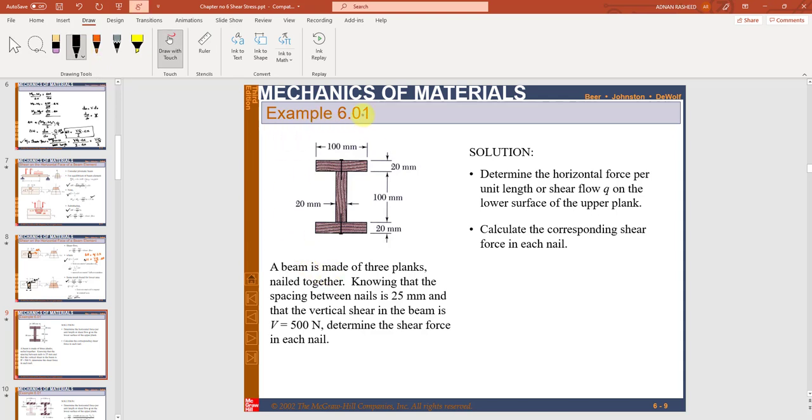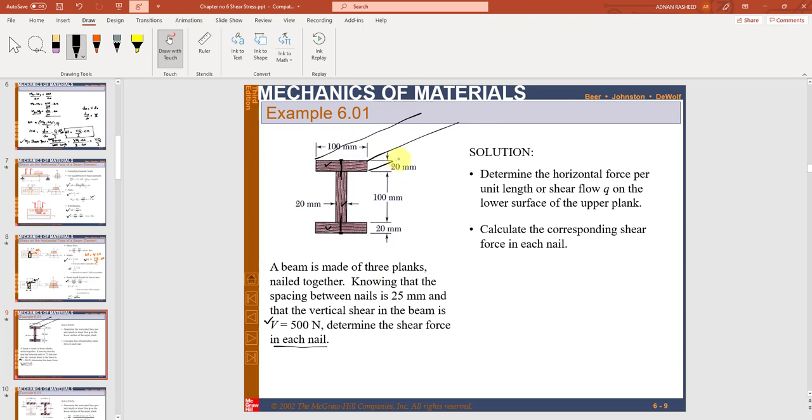So you can see example 6.01. In this problem, a beam is made of 3 planks nailed together, knowing that the spacing between nails is 25 mm and that the vertical shear in the beam is 500 Newton. Determine the shear force in each nail. So these are 3 planks: this is 1, this is 2, and this is 3, and they are held together by nails. Clear? You can see over here, these are the nails. The shear force is given as V, and you have to determine the shear force in each nail. Also, it is given that the distance between the nails is 25 mm.